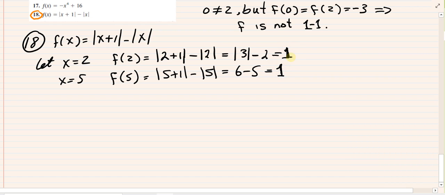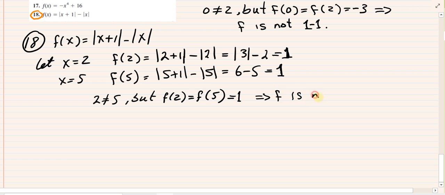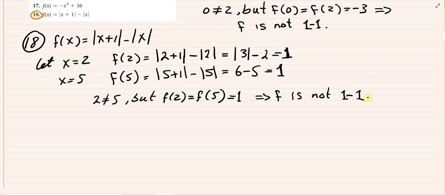We just showed that for two different x values, we got the same y values. Again, 2 does not equal 5, but f at 2 equals f at 5 equals 1. So the combination of those two tells us f is not 1-to-1. Okay. And again, you can draw the graph of these and do your horizontal line test to see whether they are or they aren't 1-to-1.